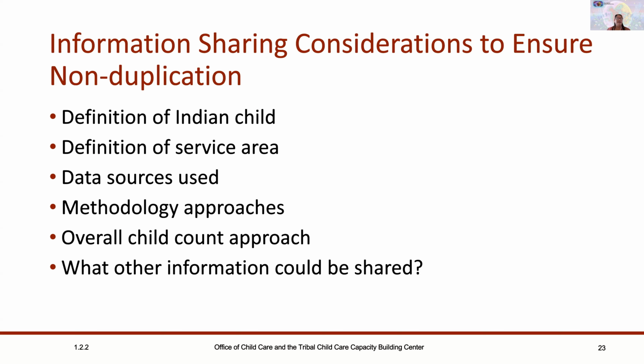So here are some ideas of information that you might share with tribal lead agencies with neighboring or overlapping service areas as you confer to ensure non-duplication of your child counts. It might be a good idea to start with sharing your proposed definitions of Indian child and service area, then perhaps your data sources and your methodology approach, as well as your overall child count approach, or even your policy or procedure. Think about what other information you could share.